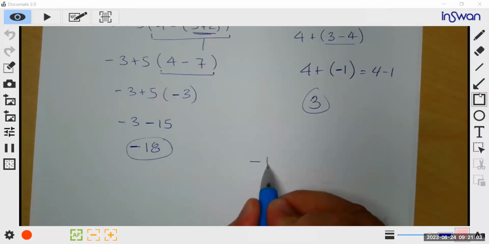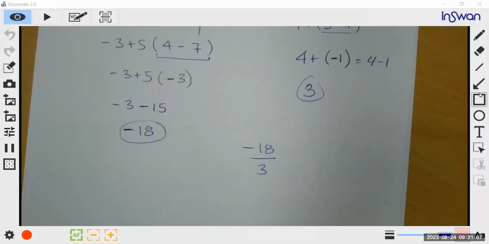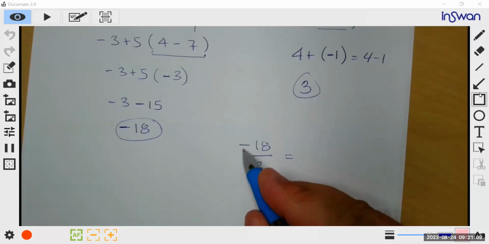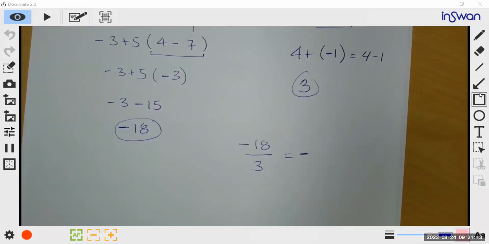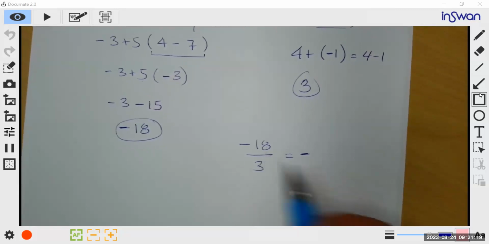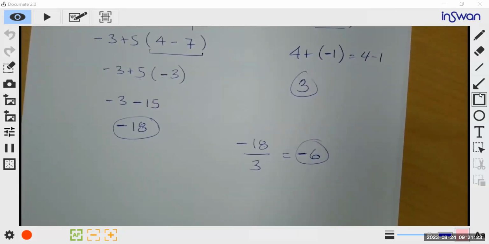So we have the top number divided by this bottom number. Since there's only one negative, the answer is going to be negative. 18 divided by 3. How many times is 3 going into 18? There we go. That's your answer.